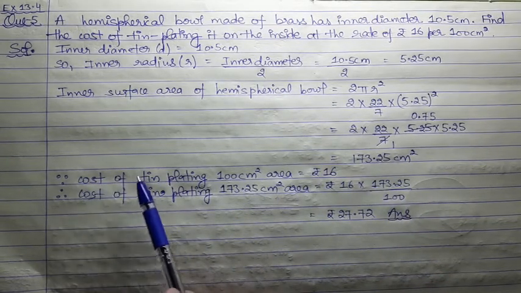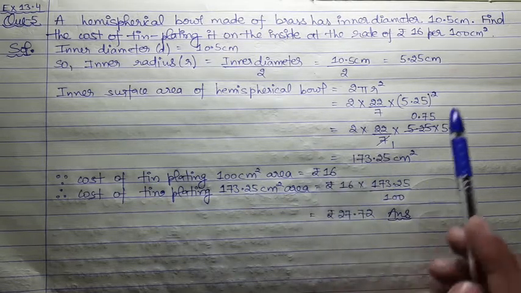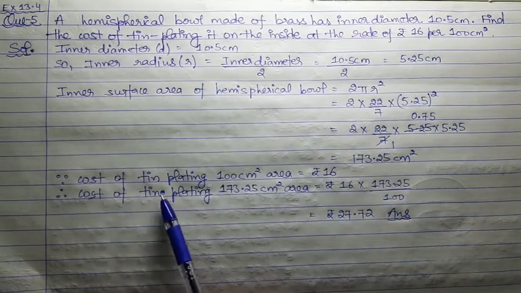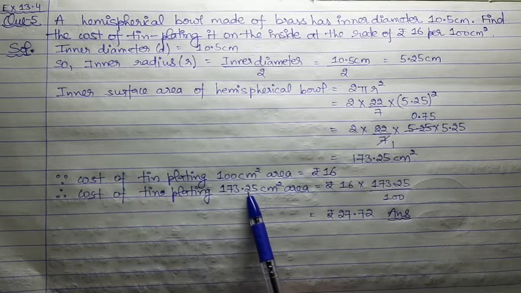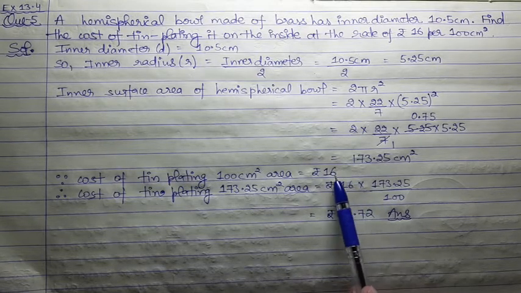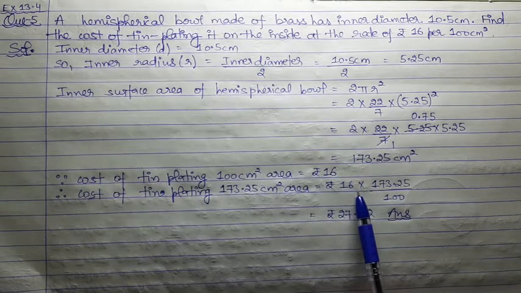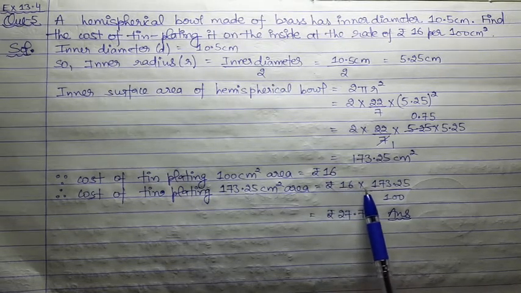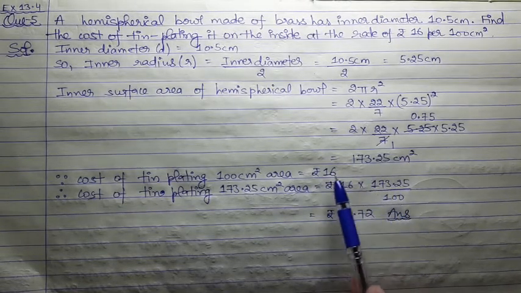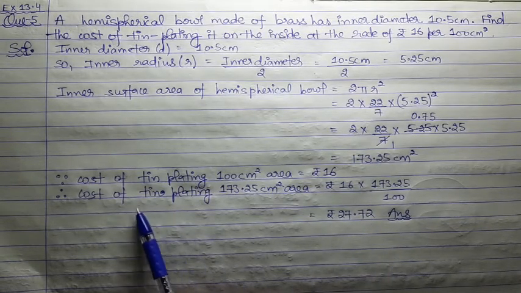Since cost of tin plating 100 centimeter square area equal to rupees 16 given in the question, therefore cost of tin plating 173.25 centimeter square area. Now I am using unitary method to solve this, which is equal to rupees 16 multiply 173.25 over 100, and after solving it we get rupees 27.72 cost of tin plating.